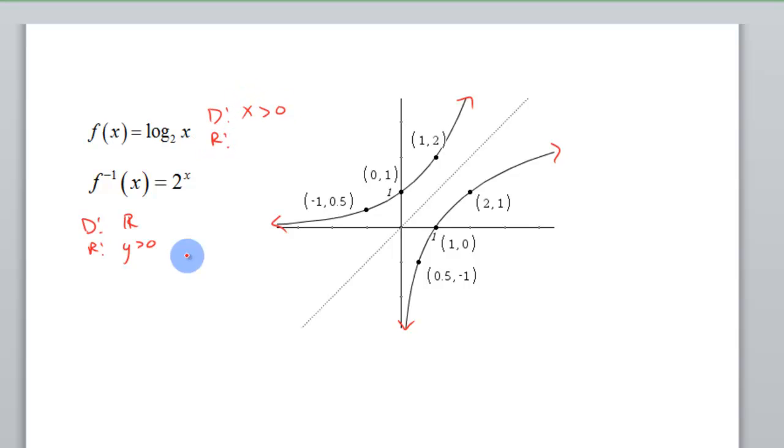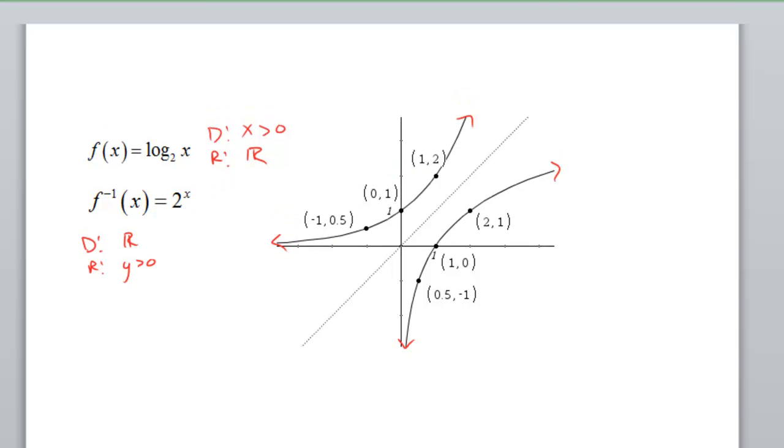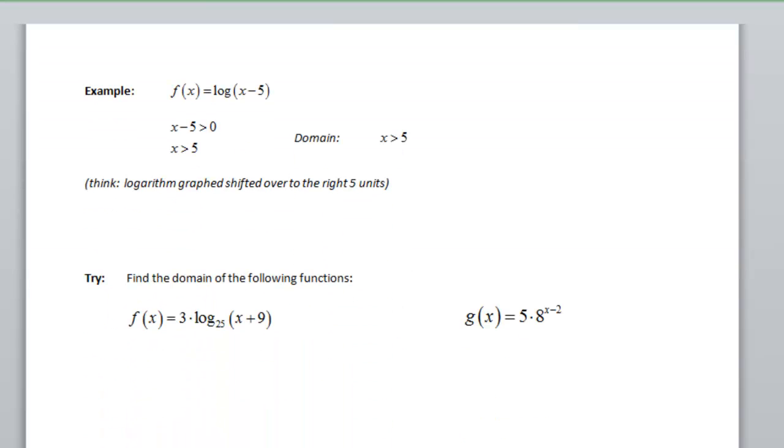What's the range? Well, it should be all real numbers. Let's check it. Does it produce all real numbers for the y values? Yeah, it goes from the lowest number here, and it keeps going up. Even though slightly, it still goes up like this. So it produces all the y values. So the domain of a log function is greater than 0. The range is all real numbers. The exponential one, on the other hand, that looks like this, the domain is all real numbers, and the range is greater than 0.